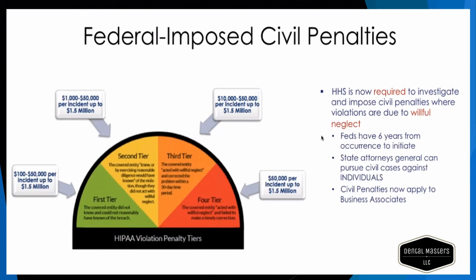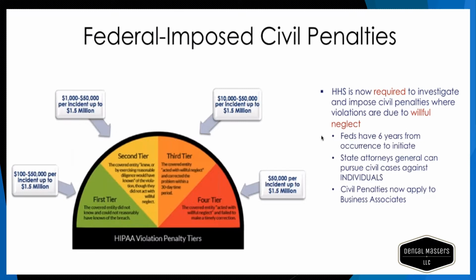If you look at the diagram here, it will show you that there are 4 tiers of penalties. The first tier is that the covered entity didn't really know and couldn't reasonably have known that a breach was going to occur. And those fines can be from $100 to $50,000 per incident, to a grand total of $1.5 million. The second tier is where a covered entity knew, or by exercising reasonable diligence would have known of a violation, though they did not act with willful neglect. Those penalties begin at $1,000 and can be up to $50,000 per incident, to a total of $1.5 million.